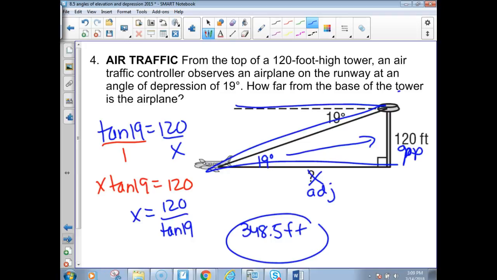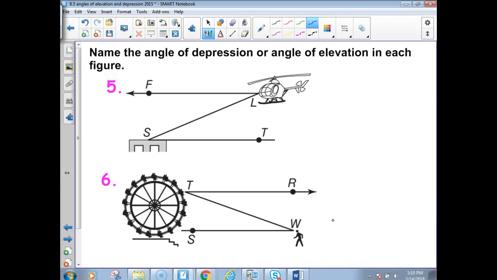Okay, so far good? All right, so now I want us to name these properly, and I'm going to use 3 letters to name my angles. These are not numbered, so we need 3 letters to name an angle. The horizon line is FL, so I'm going to say angle FLS. Is that an angle of elevation or depression? It's opening down from a horizontal line. So angle FLS is an angle of depression.